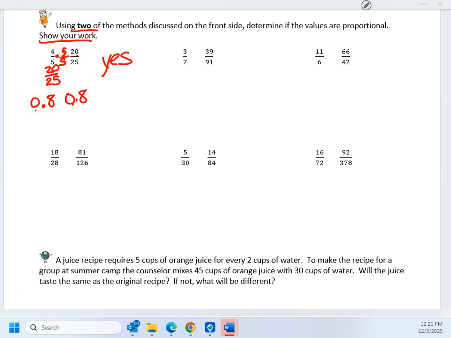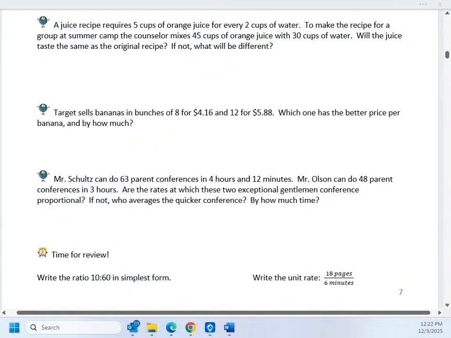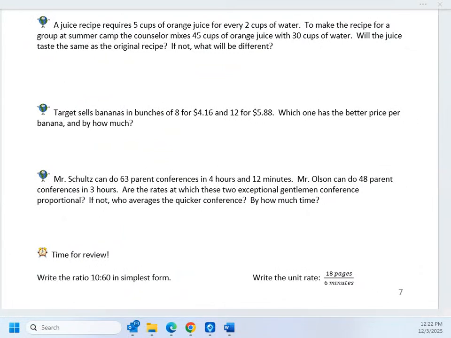Okay, let's look at the trickier part. We get to word problems. A juice recipe requires 5 cups of orange juice for every 2 cups of water. To make the recipe for a group at summer camp, the counselor mixes 45 cups of orange juice with 30 cups of water. Will the juice taste the same as the original recipe? If not, what will be different?